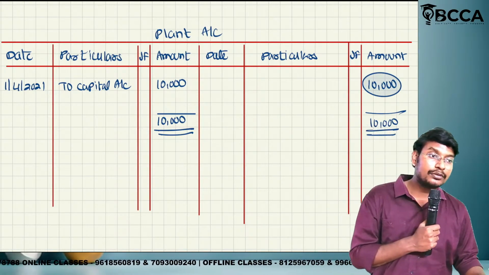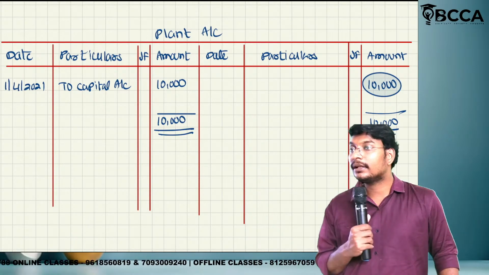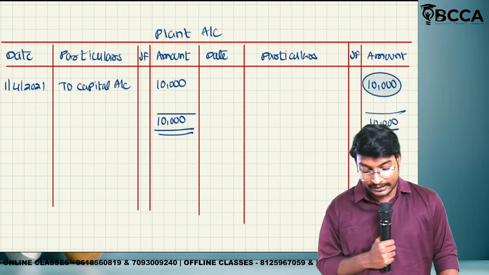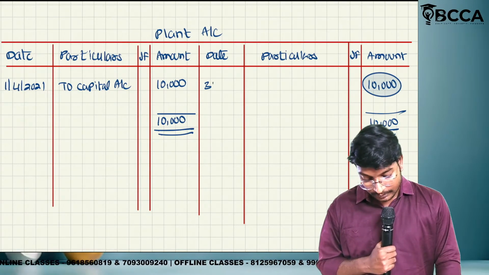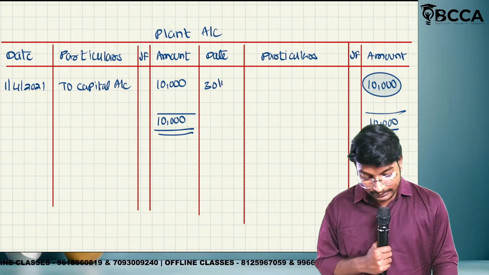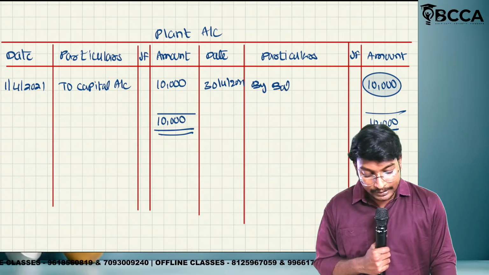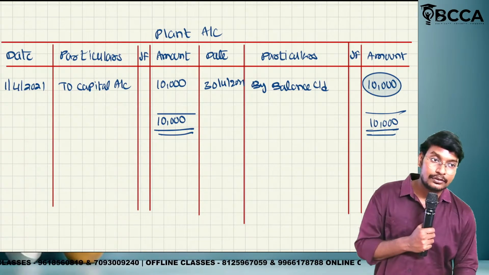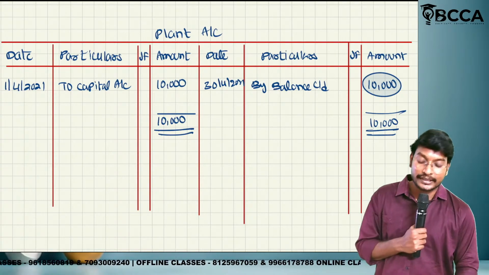Which balance? Closing balance or opening balance? Closing balance. The closing balance should be on the current month ending or next month ending? Current month ending. What is the current month ending? 31st April or 30th April? 30th April 2021, by balance carried on. Because we are using the C by D, because it is a closing balance. It should be transferred to the next month, which is called the opening balance.